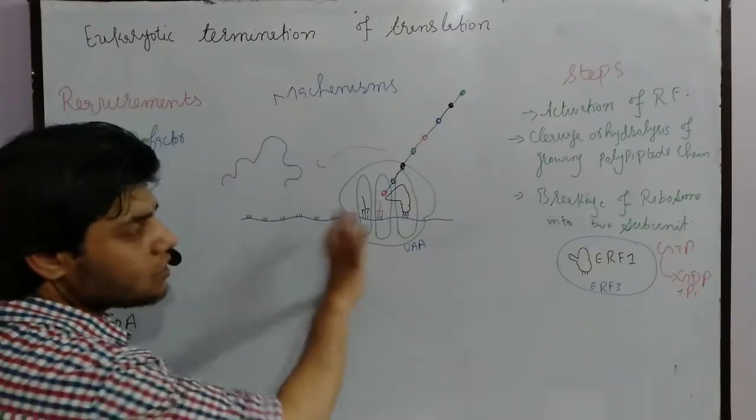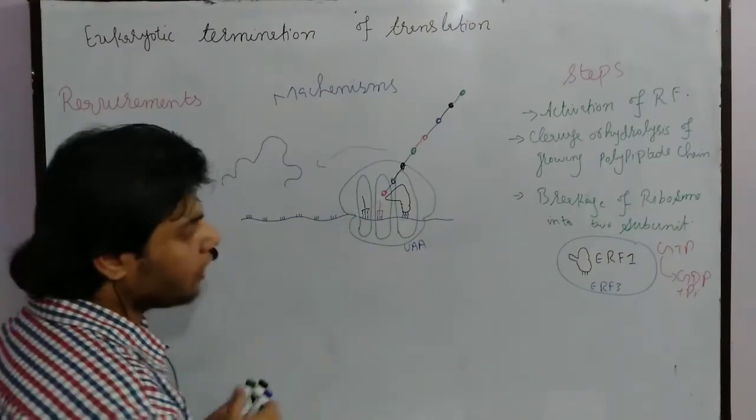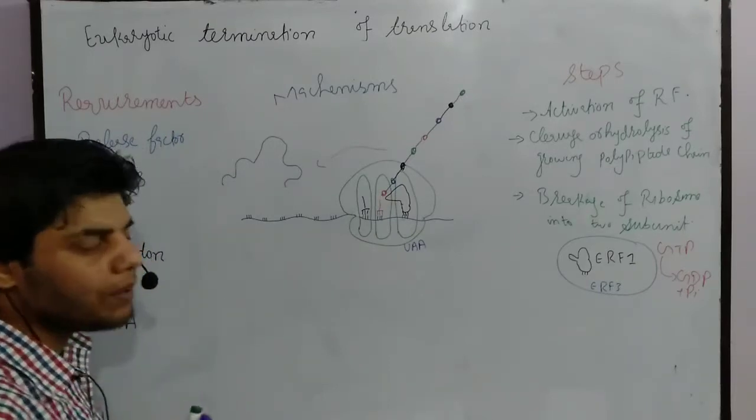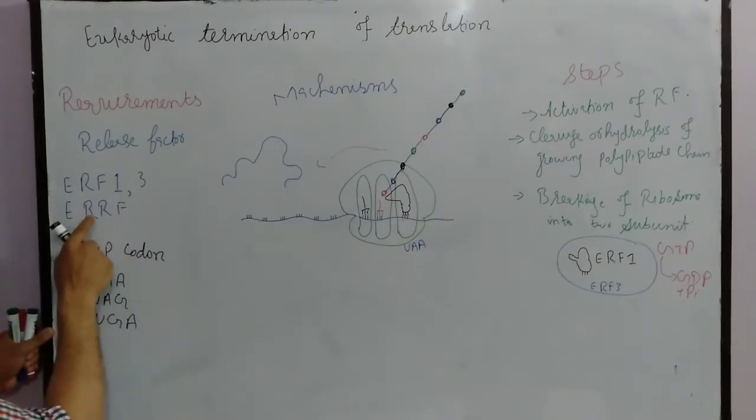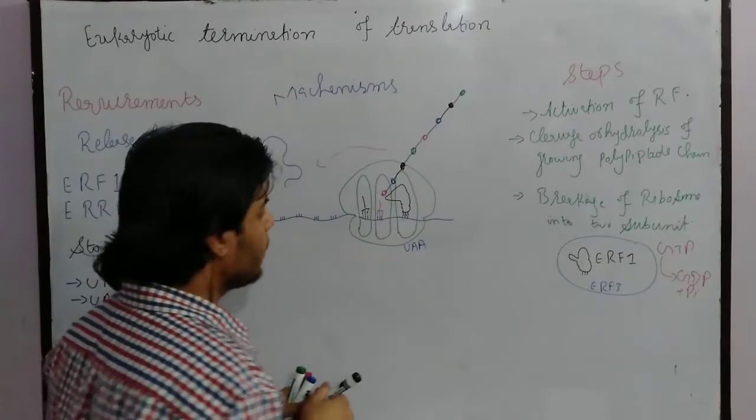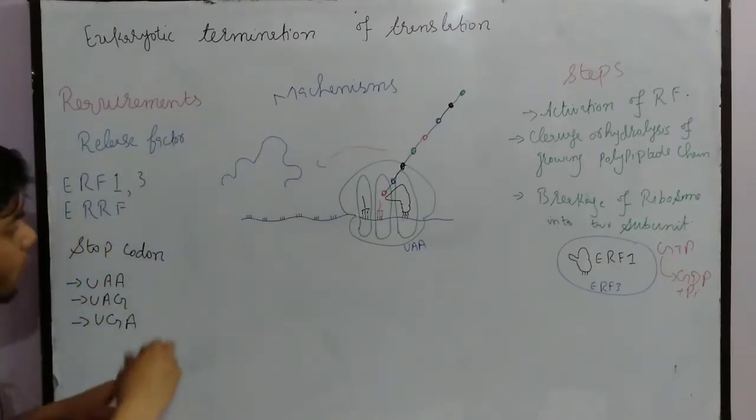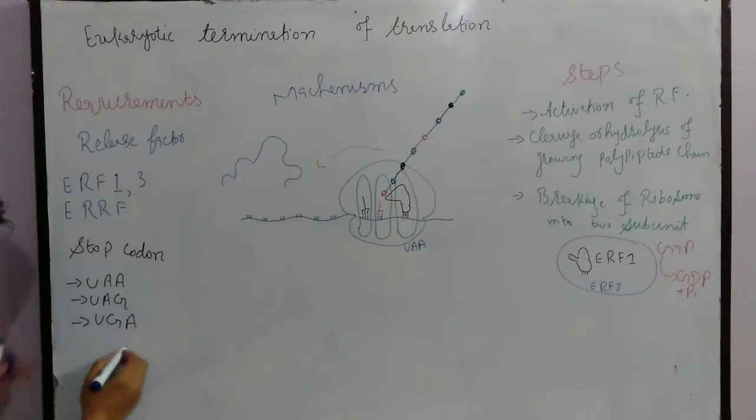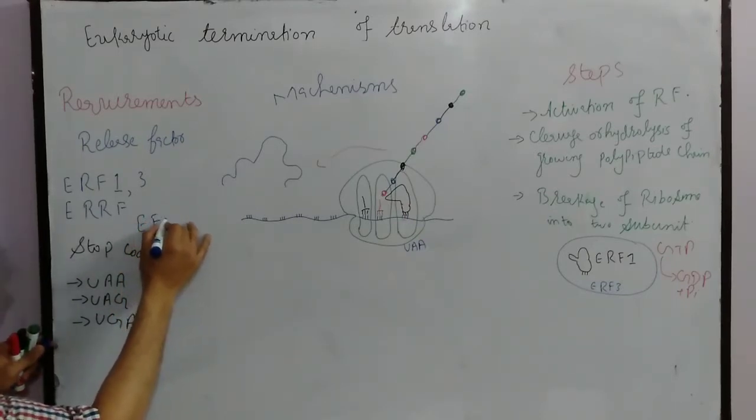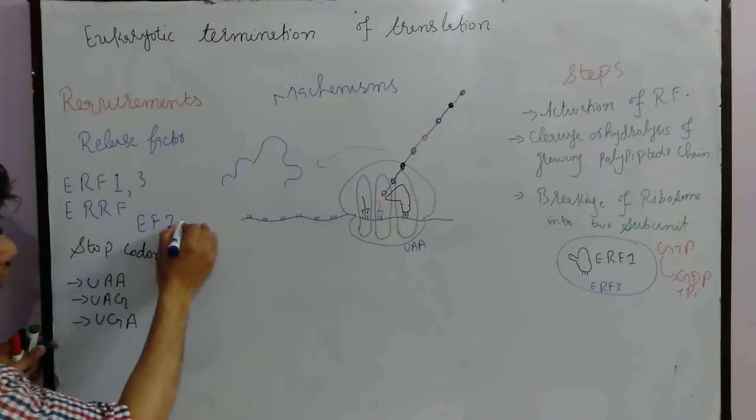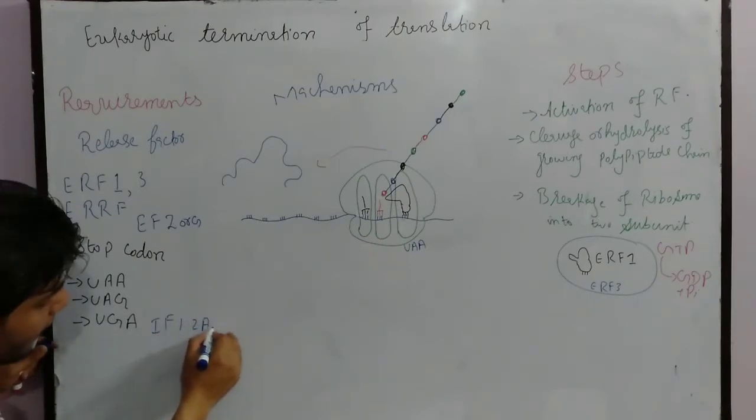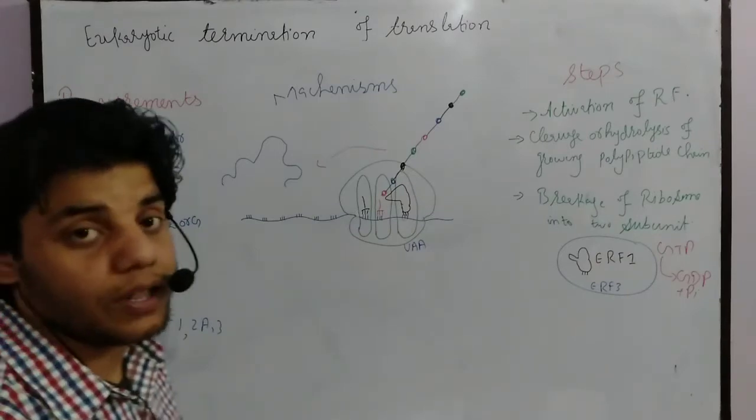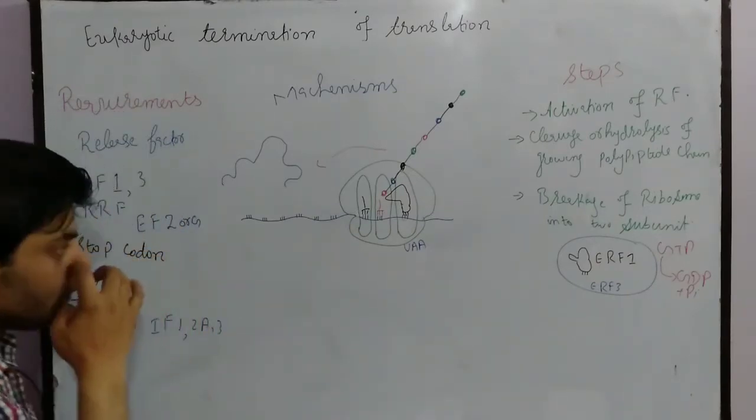After that, this is not the end of termination. A next release factor will be activated, what we call the ribosomal release factor or ribosomal recycle factor. It will get released. But moreover, we also required the elongation factor as well, elongation factor 2 or G. And moreover we required the initiation factors as well, initiation factor 1, 2A and 3. These 3 things are also required in this termination. Sorry, I forgot to write here.